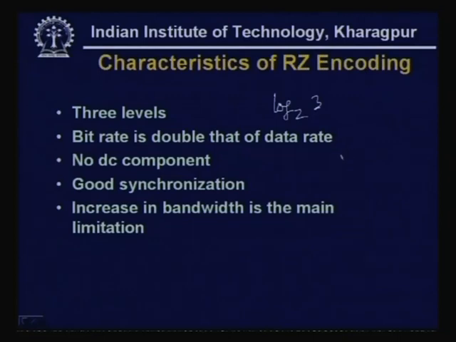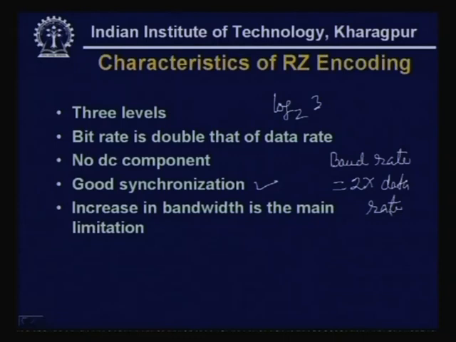So, here the baud rate will be equal to 2 times the data rate. So, this is definitely bad. The signal requires higher bandwidth than the data rate. However, it provides you good synchronization as you have seen, and the increase in bandwidth is the main limitation and concern. Because of this, the signal has double the bandwidth of the data rate.